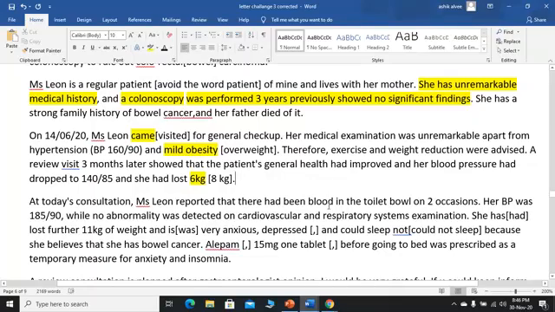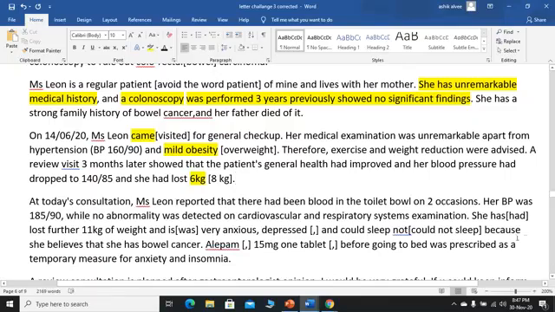Okay. At today's consultation, Ms. Leon reported that there had been blood in the toilet bowl on 2 occasions. Her BP was 185/90, while no abnormality was detected on cardiovascular and respiratory examination. She has lost further 11 kg of weight and is very anxious, depressed, and could sleep not, because she believes that she has bowel cancer.